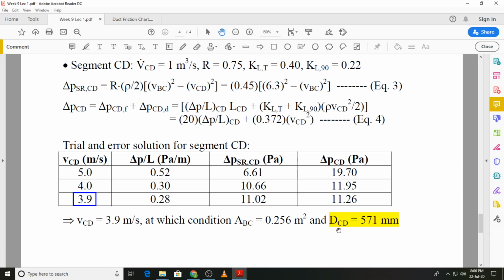So you can see, if it had been a large layout with tens of runs and takeoffs, etc., doing this duct design by using the static regain method manually would have been a very tedious job. That's why it is much more suitable for computer-based solutions.